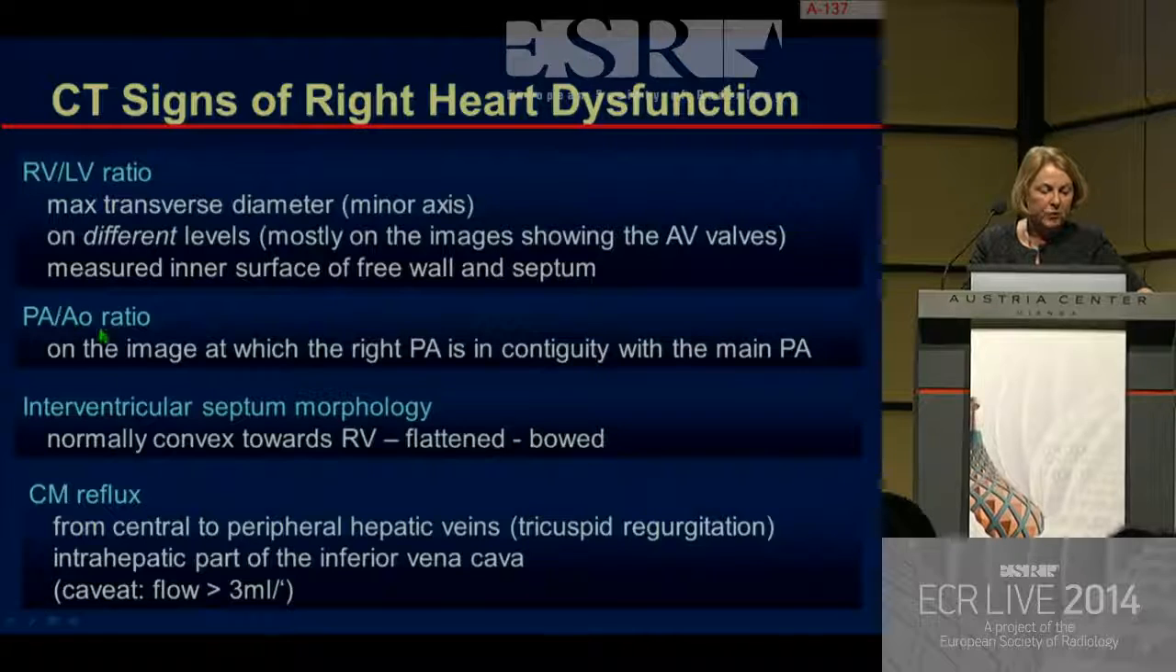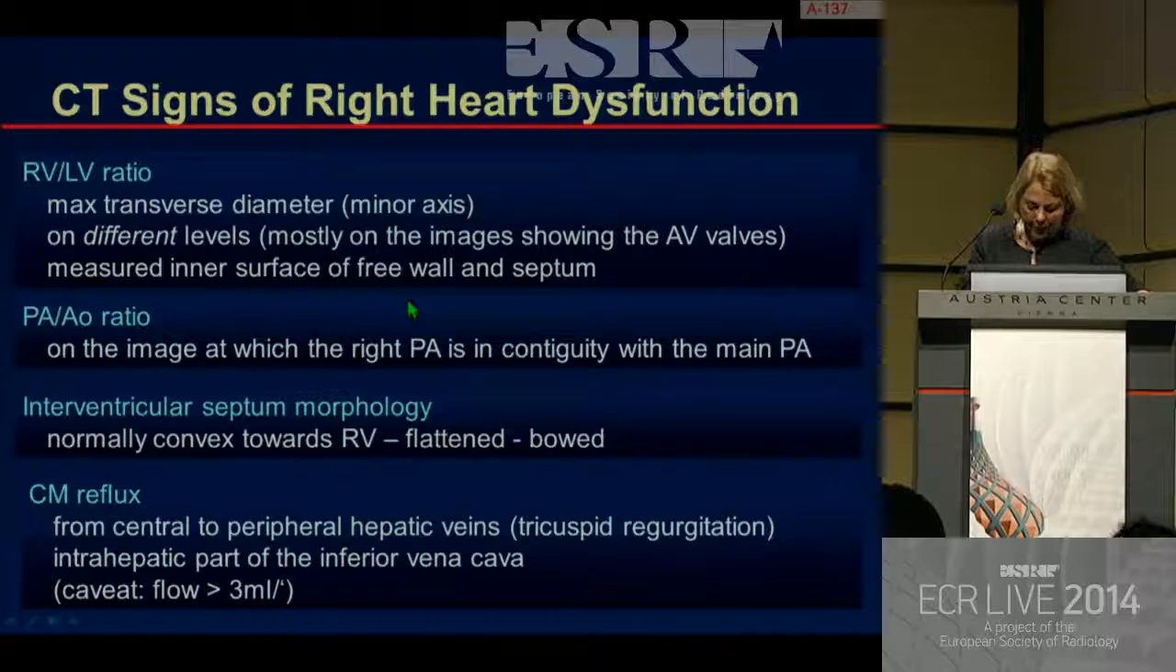Another factor is the ratio between the pulmonary artery and the aorta. And this should be done on an image which is the direct continuity between the right main pulmonary artery and the pulmonary trunk. You look at the morphology of the intraventricular septum, and you look whether there is retrograde contrast media reflux into the inferior vena cava or into the hepatic vein.